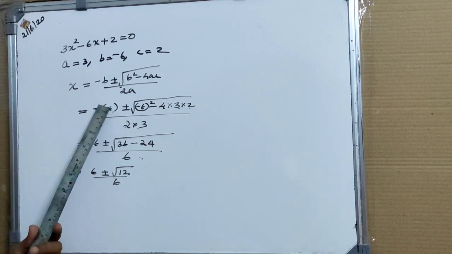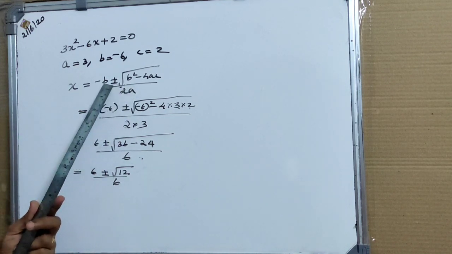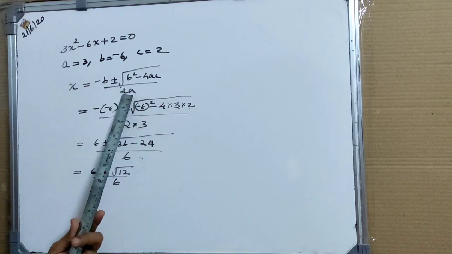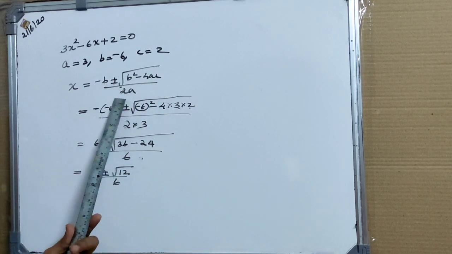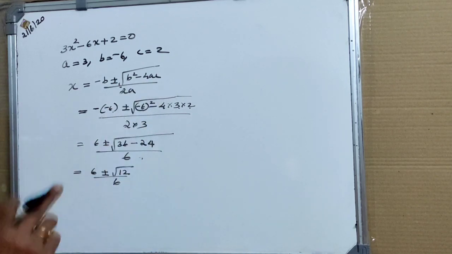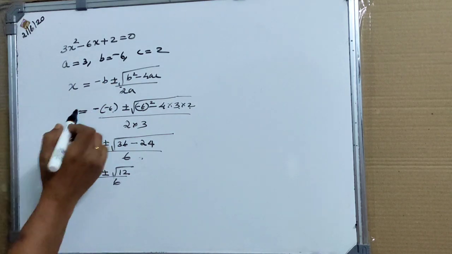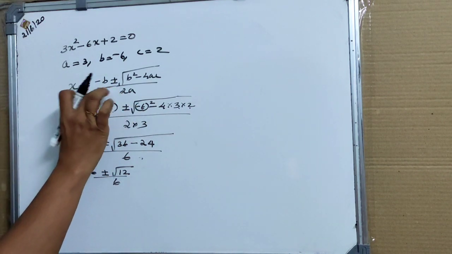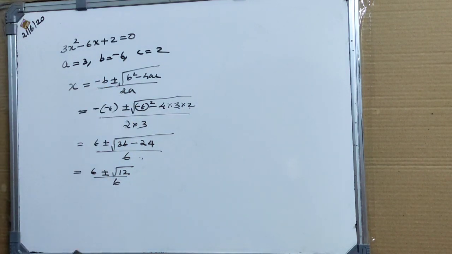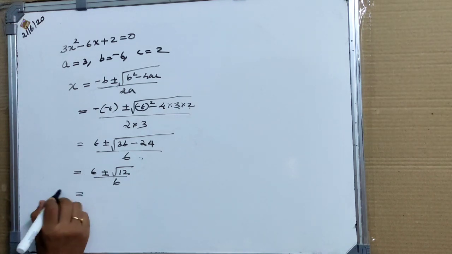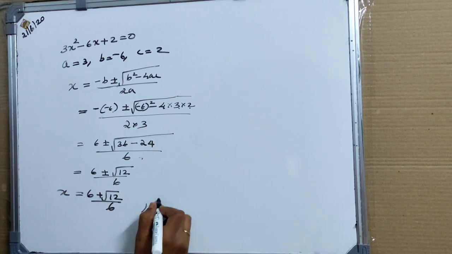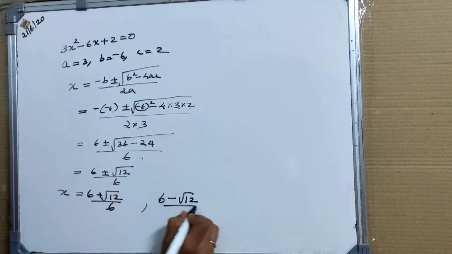Here the students usually make a mistake. When they write the formula they do not draw the line across, that is, 2a is common for both, so it should be the whole divided by 2a. If you write it otherwise it becomes wrong, so it is the whole divided by 2a. Now come to this again: x equal to 6 plus root 12 by 6 or 6 minus root 12 by 6.